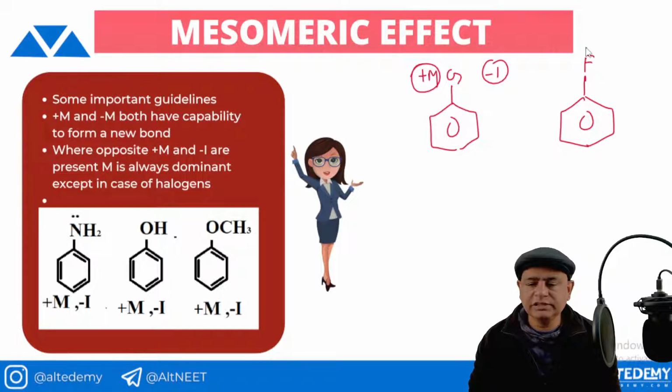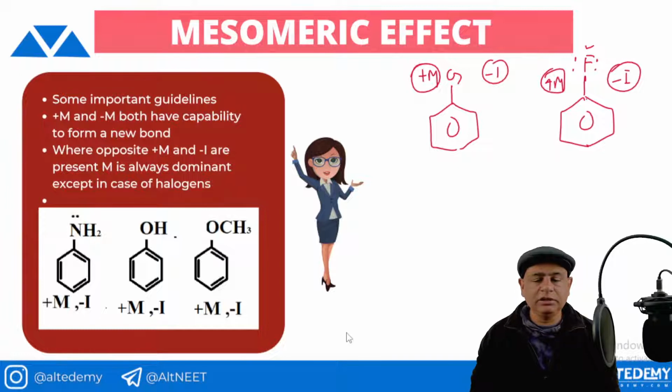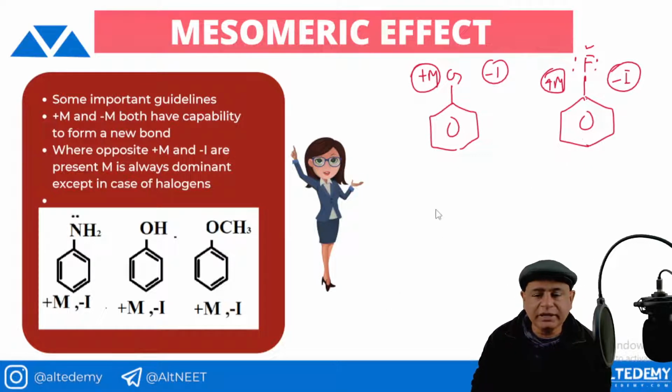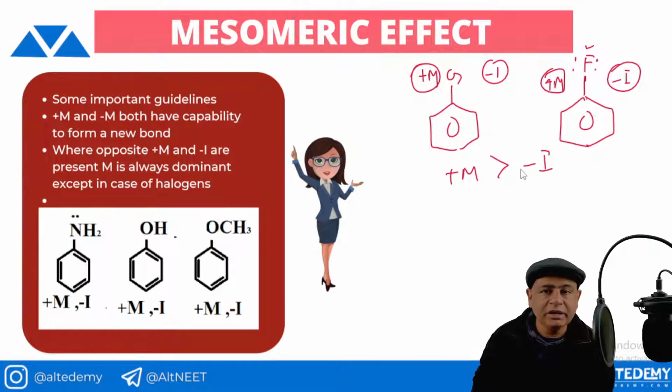Take a situation like halogens. They have lone pairs of electrons. Just because they have a lone pair of electrons and are attached to a conjugated system, we can say plus M effect. But fluorine is more electronegative than carbon, so you can say it has a minus I effect. So it is quite possible that a species attached to a conjugated system has plus M and minus I effects, operating in opposite directions. And in this situation, excepting halogens, in all other cases plus M is always dominating. Mesomeric effect is always dominating over inductive.